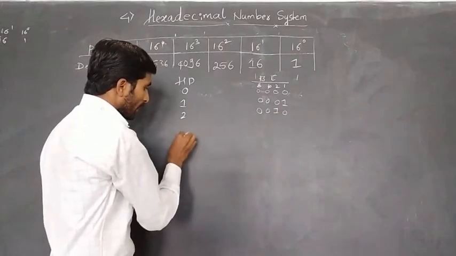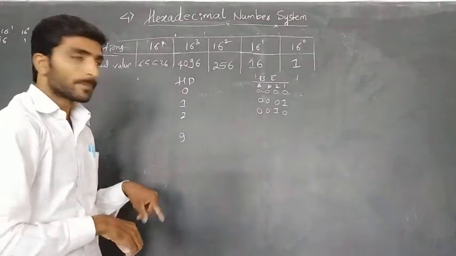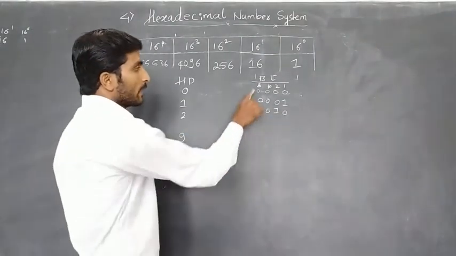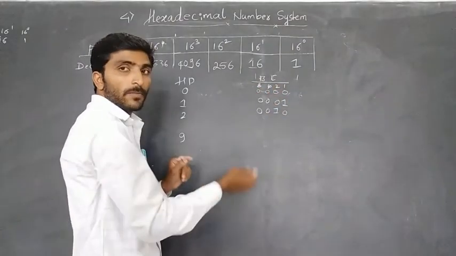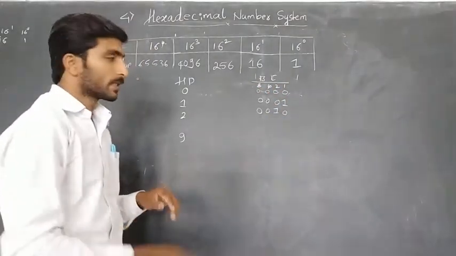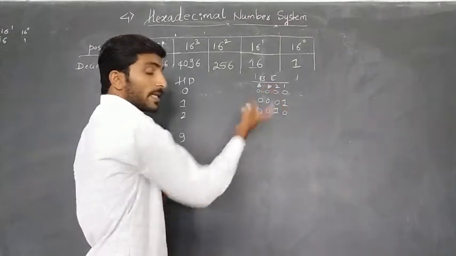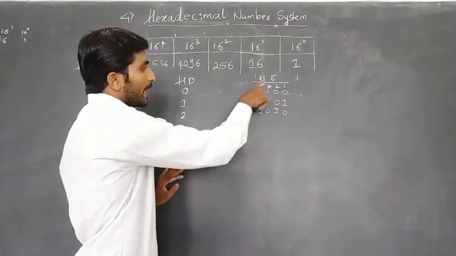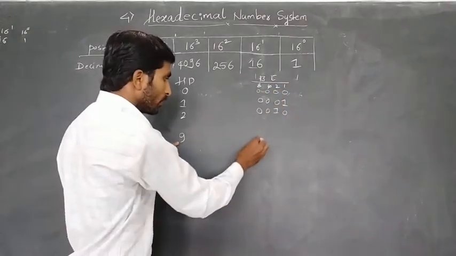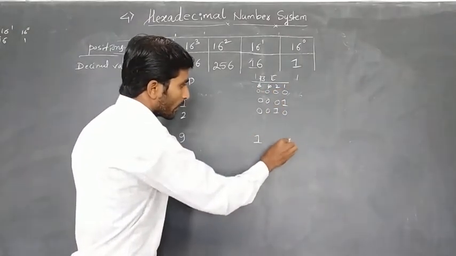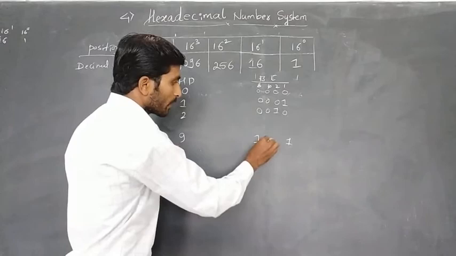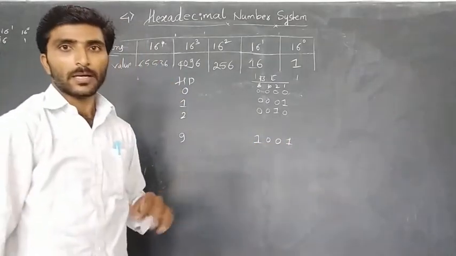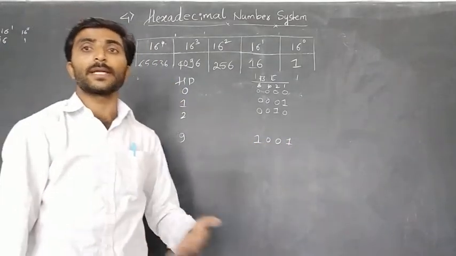Suppose 9. How to represent 9? Wherever you add 2, 3 or 4 place values to get 9. For example, 4 plus 2 is 6, 6 plus 1 is 7, there is no 9. But 8 plus 1 is 9. So in the place of 8 and the place of 1 you write 1, and the remaining are 0. After that, what about A to F?